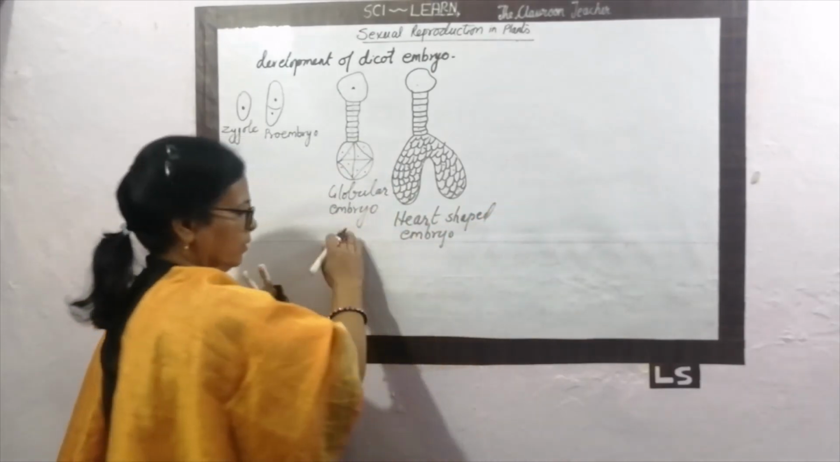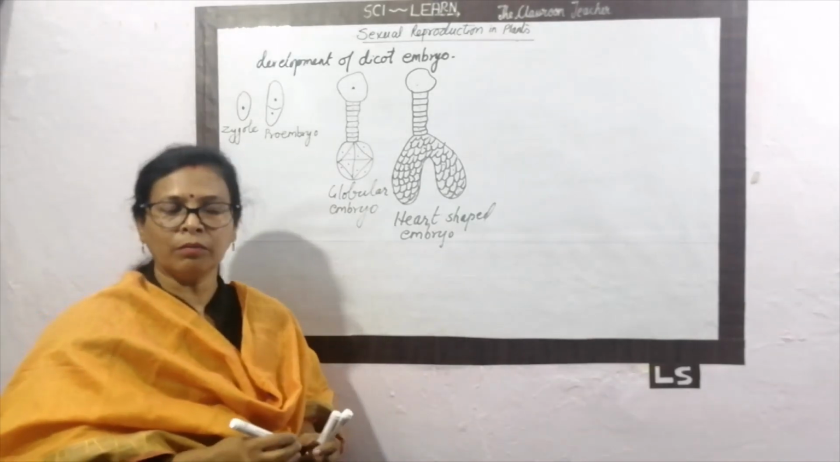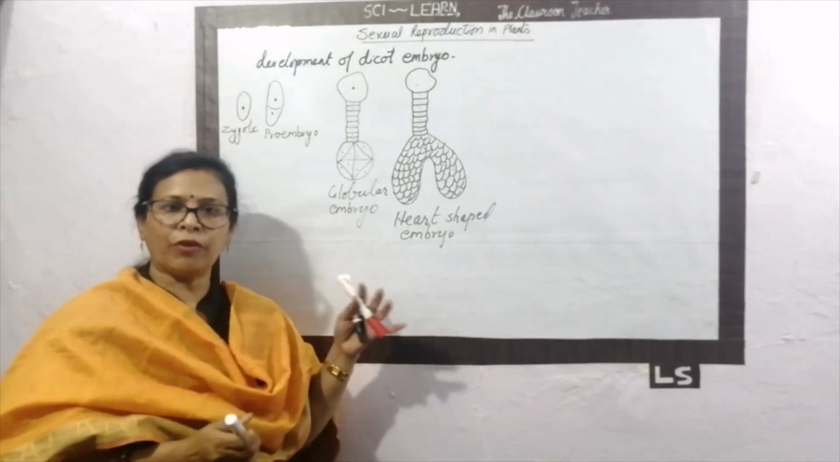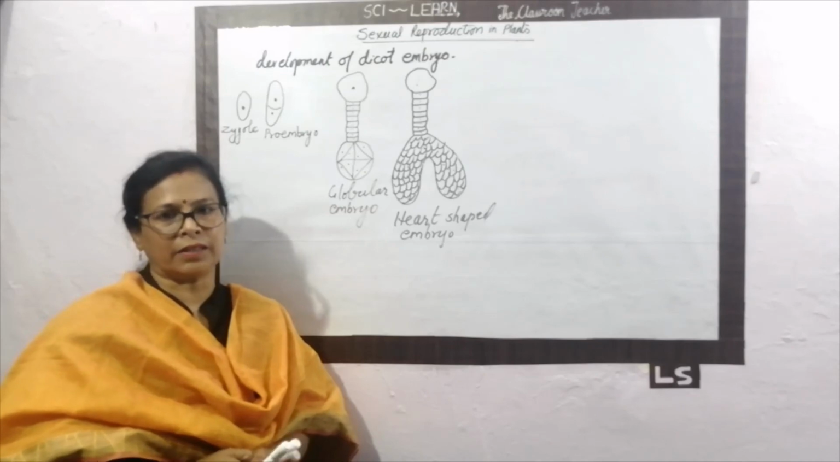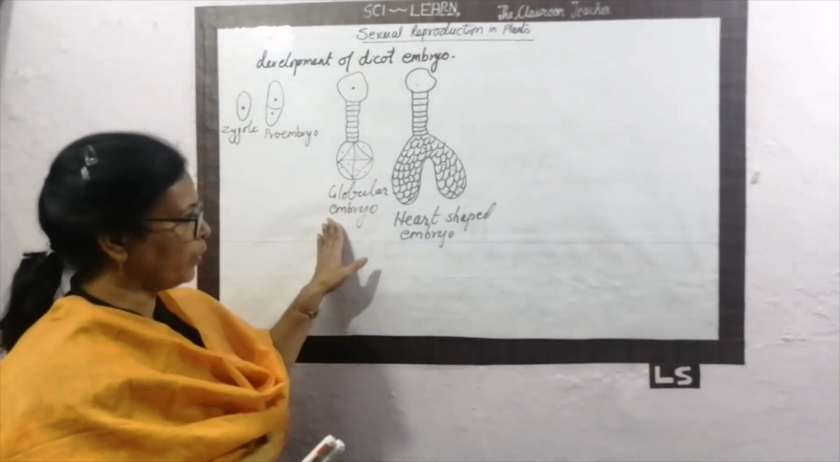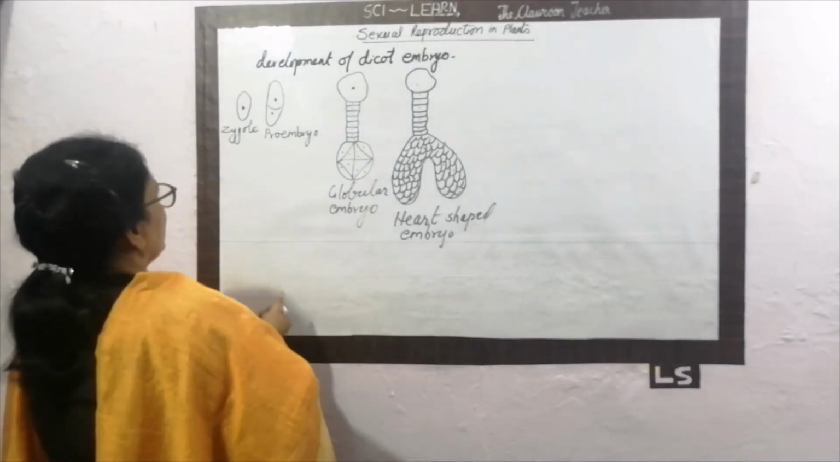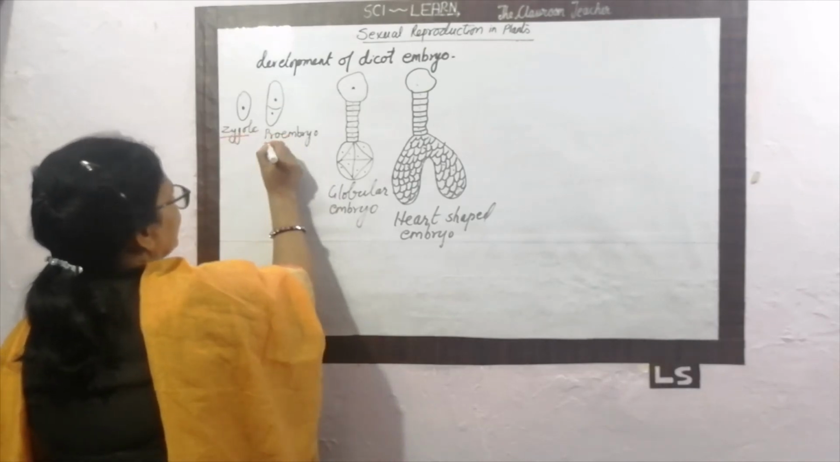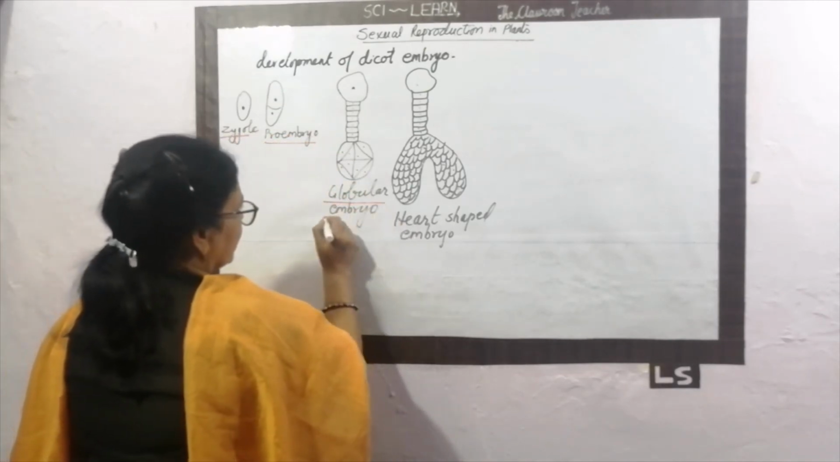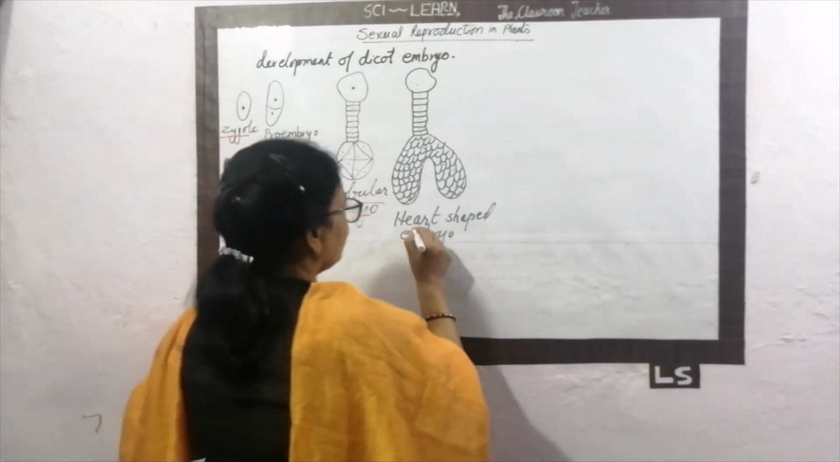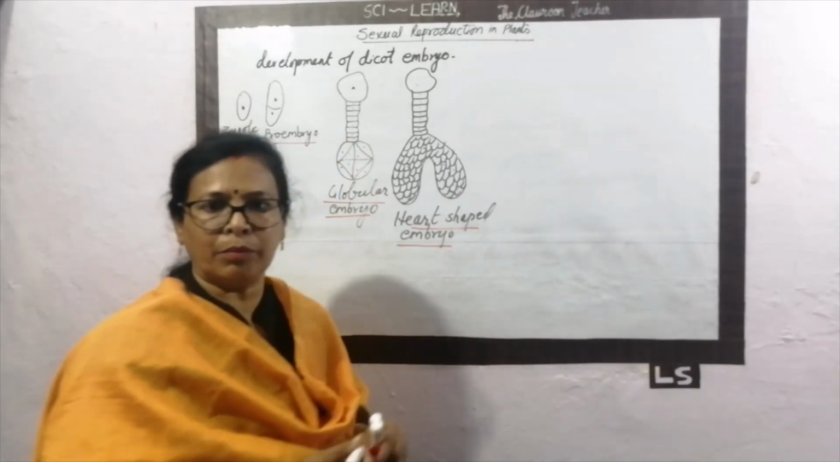Okay, up to here, the development is common, both in monocot and dicot. But from here, the development is a little bit changed. This part is called the globular embryo. This is zygote. Then zygote gets converted into proembryo. Proembryo gets converted into globular embryo, and then heart-shaped embryo.